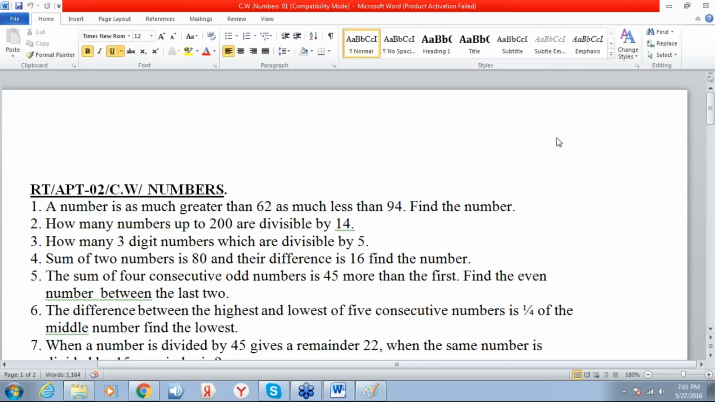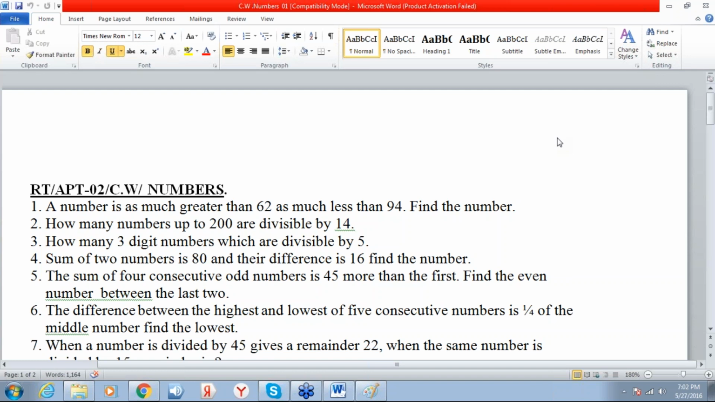Numbers having 0, 2, 4, 6, 8 in the units place are divisible by 2. All even numbers are divisible by 2.